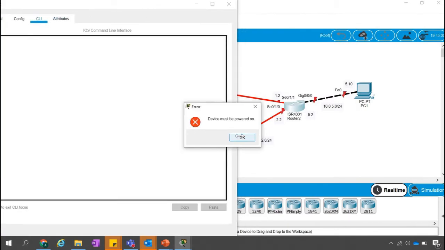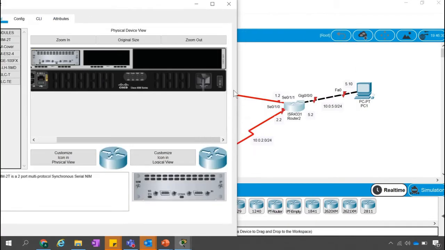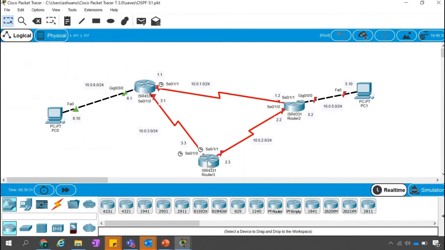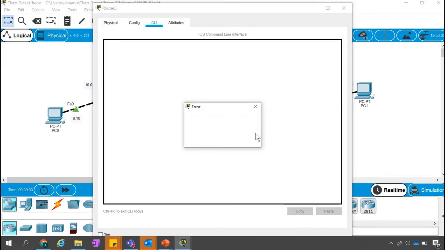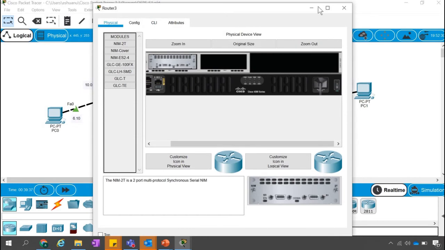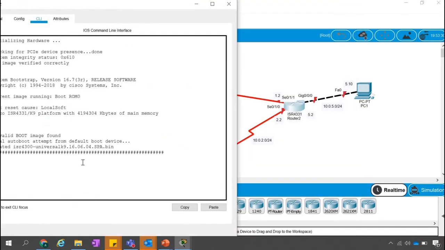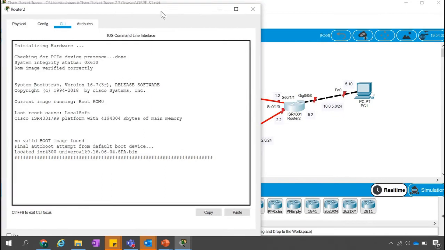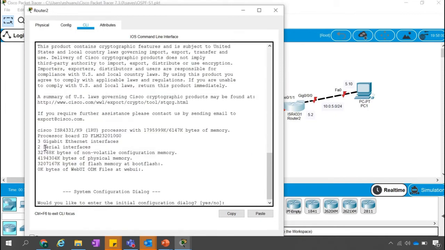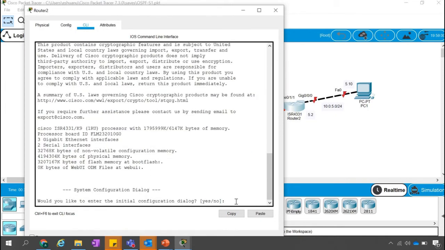Let's do it on CLI, it must be powered on. Let's power it on. Sometimes it happens. We have to power it on. So till the time, let's configure this one. This should be powered on. This is also not powered on, not a problem. Now both are powered on. You see, it is just booting up, right? It is showing the final auto boot, and now it is okay.